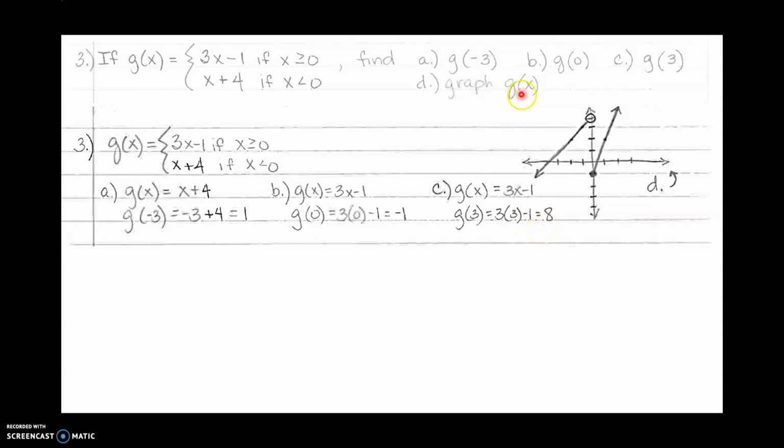Now, the graph of a piecewise function is your bonus on the test. So you can decide whether you want to mess with this or not. All right, but to begin with, I'm going to graph 3x minus 1.